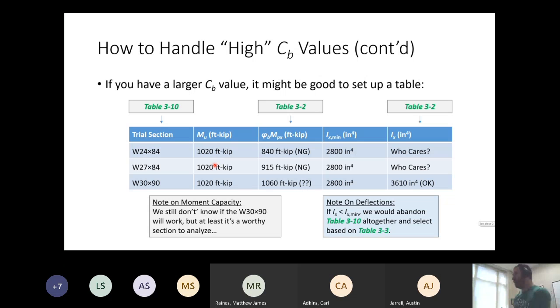One other thing just to keep in mind, if you get to this point and you've got a W30 by 90 and you think it's a worthy section to analyze, but it doesn't have enough of a moment of inertia, then abandon all this design chart junk and just go to table 3-3. Table 3-3 is the Ix tables. Remember how we would select a section based off Ix? Just do that, because what that means is that your beam is not governed by moment capacity or shear, it's governed by deflection. So ignore all the beam chart stuff because the beam chart stuff is focused on moment capacity.